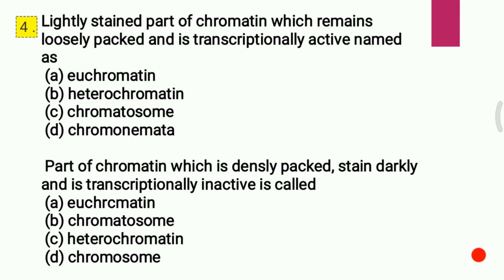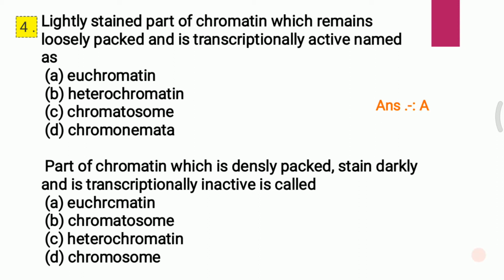Question. Lightly stained part of chromatin which remains loosely packed and is transcriptionally active is named as: A. Euchromatin, B. Heterochromatin, C. Chromatosome, D. Chromatonemata. Lightly stained part of chromatin which remains loosely packed and is transcriptionally active is named as... Answer for the first question is A, that is euchromatin.